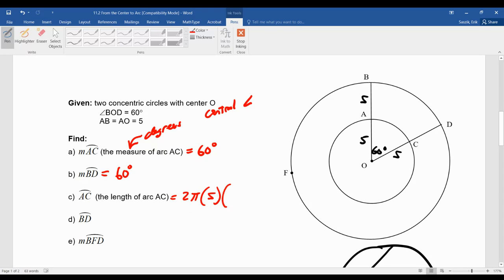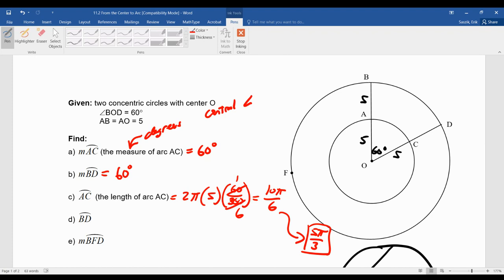We just want this arc, and that would be 60 over 360, which of course is 1/6. And then I'd multiply across, and I would get 10 pi over 6. And that would, of course, be reduced to 5 pi over 3. All right? That's the actual length. So the measure is 60 degrees. The length is 5 pi over 3.